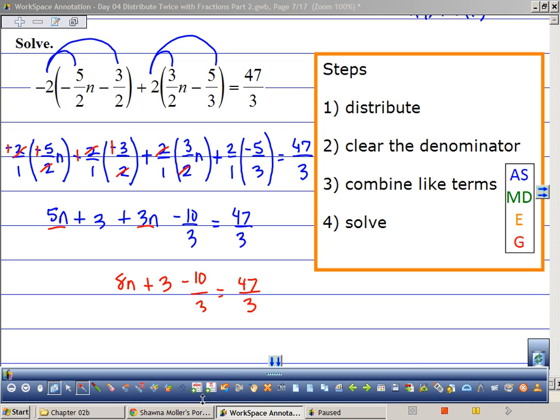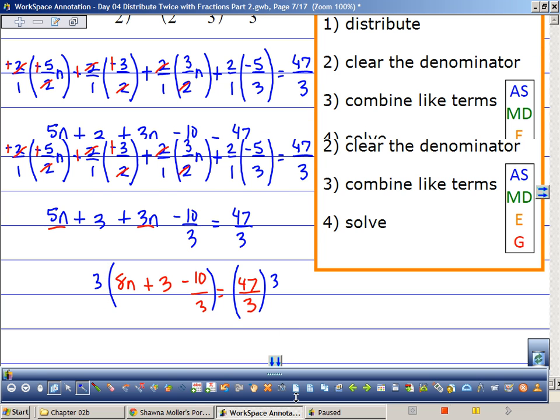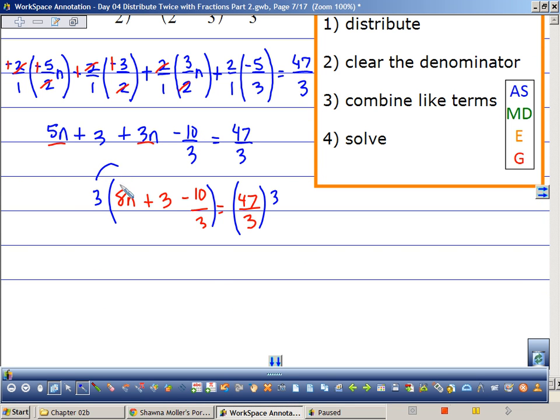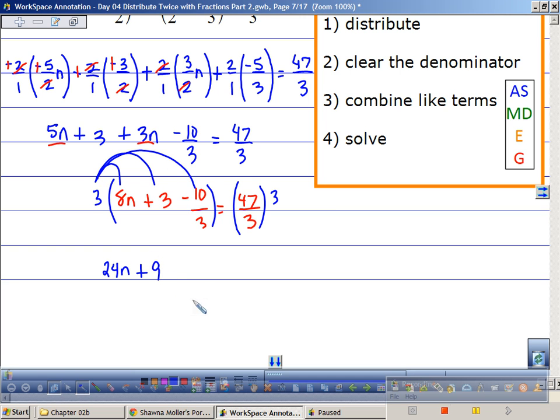How could I get rid of the thirds? Multiply everything by 3, right? Clear the denominator. Three times 8 is what? 24n. 3 times 3 is 9. 3 times negative 10 thirds. What happens to the 3? They cancel, so what's left over? Negative 10. And these 3's cancel. 47.